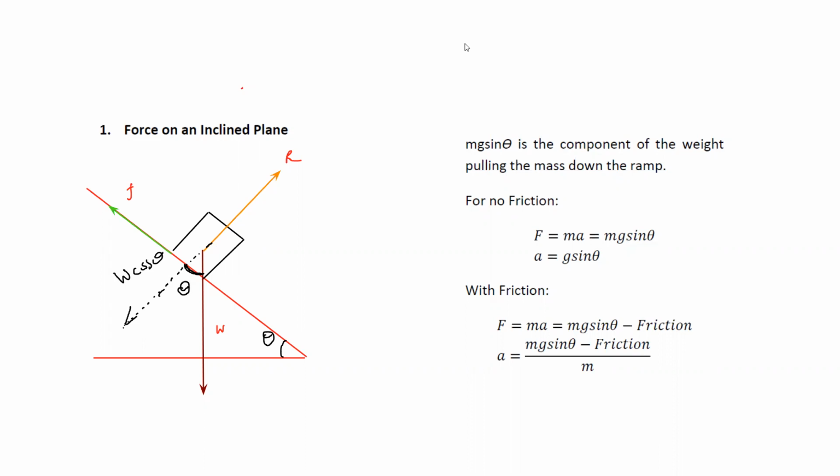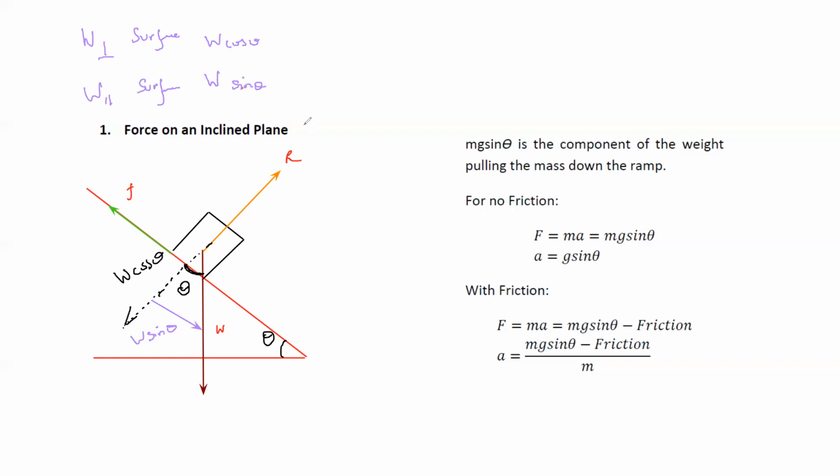And the component of the weight which is against the angle will be equal to W sine theta. So always remember, the component of the weight which is perpendicular to the surface on an inclined surface is always W cos theta, and the component of the weight which is parallel to the surface is equal to W sine theta.